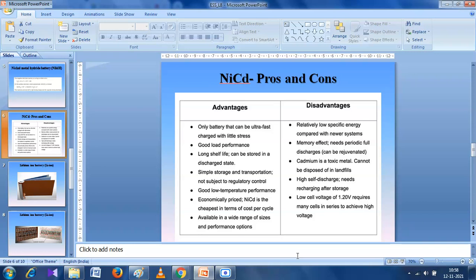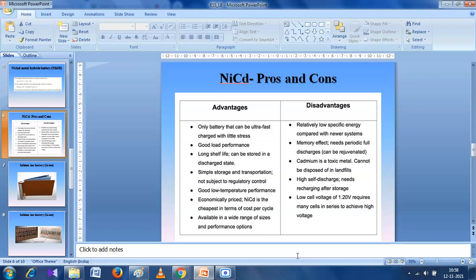What are the advantages of the nickel cadmium battery? The main disadvantage is cadmium, which is a toxic metal. First we study the advantages of the nickel cadmium battery, then we study the disadvantages.